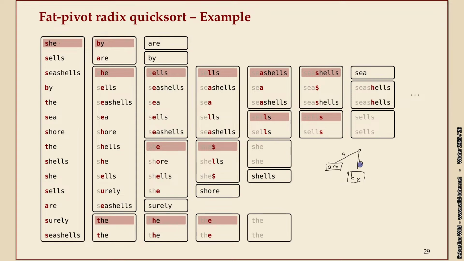Then it gets more interesting with S. There's a lot of S. And now here, there's SE, and there's SH, and there's SU. But then with SU, we already have the surely. Whereas SE is split up further, right? All of these here. There's an A, and there's an L.